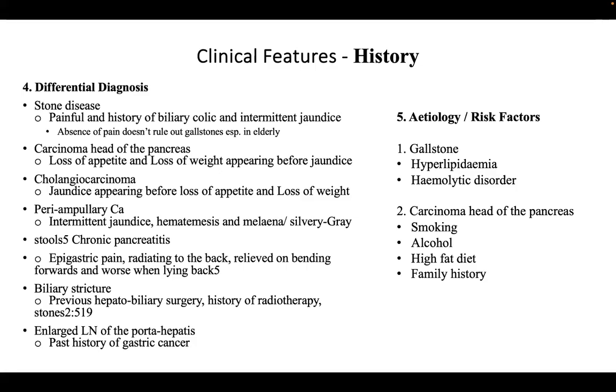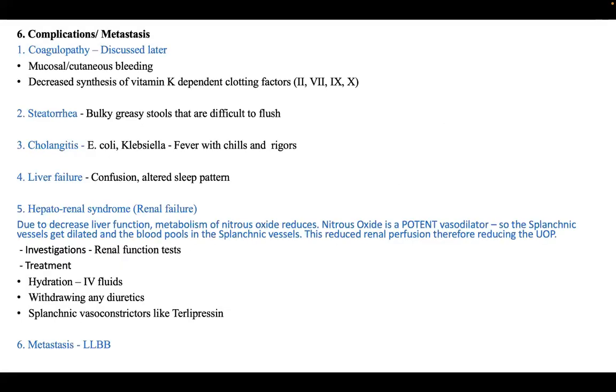After you have done your differential diagnosis, you need to try and find a cause. The main things here are gallstones and carcinoma. For gallstones, you ask about any high cholesterol diets, whether they have hyperlipidemia, whether they have any hemolytic disorders. Then for carcinoma, you ask about smoking, alcohol, again high fat diet or cholesterol containing food, and family history. Then finally, you come to the last bit of your history of presenting complaint, where you assess the complications that can occur due to the causes of obstructive jaundice.